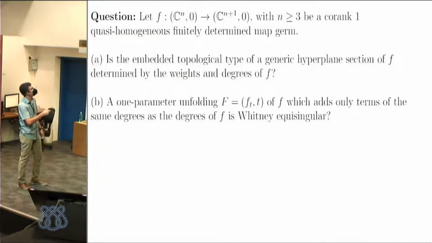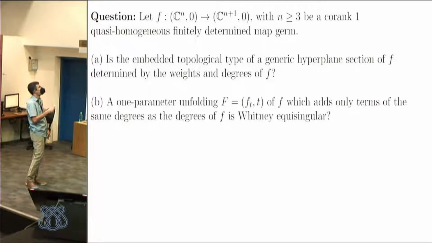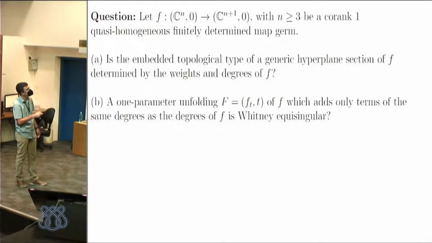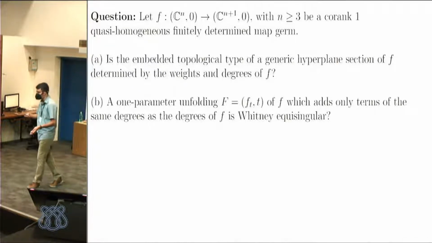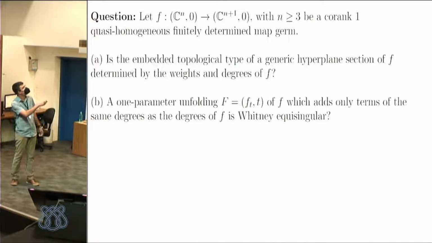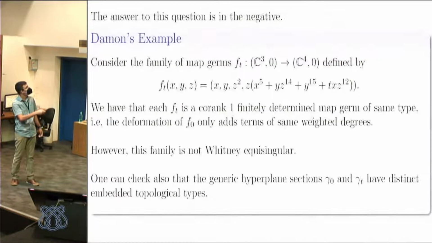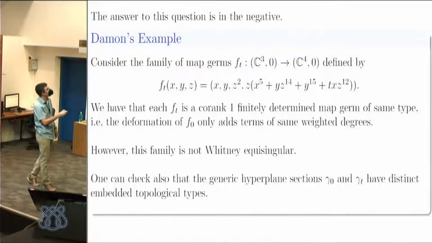The first question is: is the embedded topological type of the generic hyperplane sections of F determined by the weights and degrees of F? And the second question is: is a one-parameter unfolding F_t of F, which adds only terms of the same degrees as the degrees of F, Whitney equisingular? So the same questions, but in a general context, in the context of a map germ from C^n to C^(n+1). And again, the answer is in the negative.